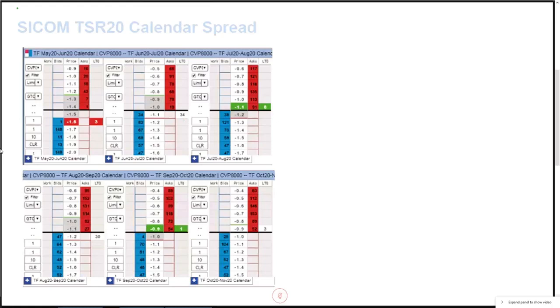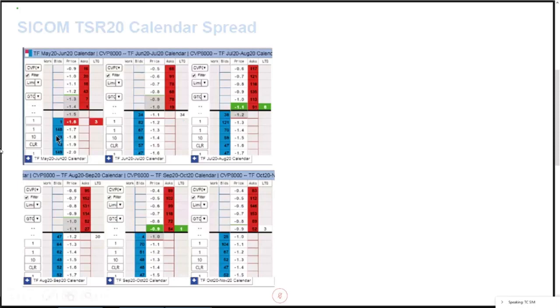Okay, this is a snapshot of my trading platform. What I'm attempting to show you here is basically the calendar months as they appear. This is actually from a live market. Of course, it's closed right now. But if you look at it, there is enough depth to trade around.